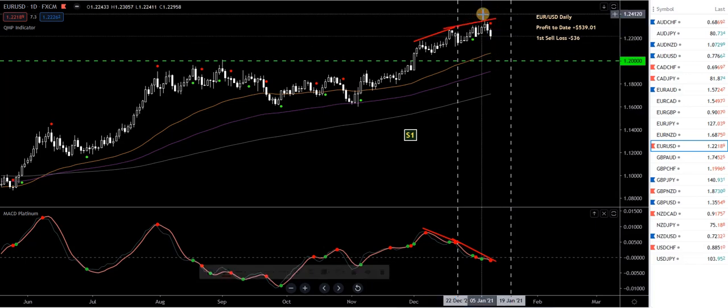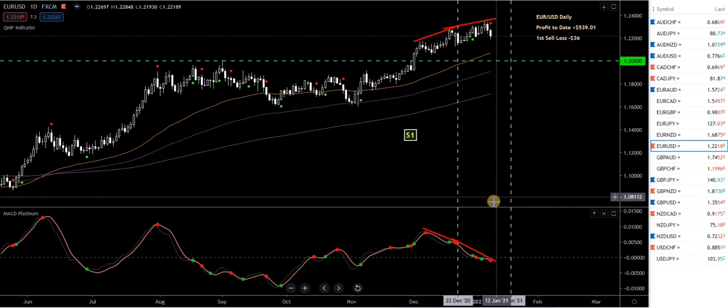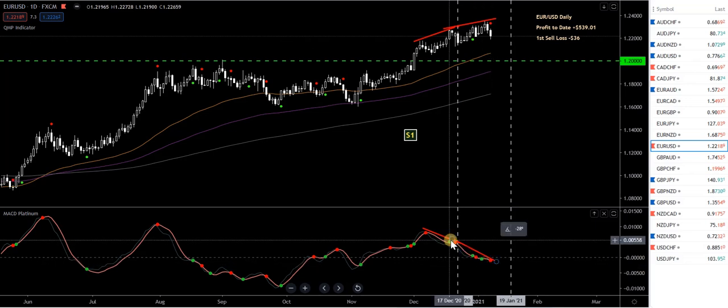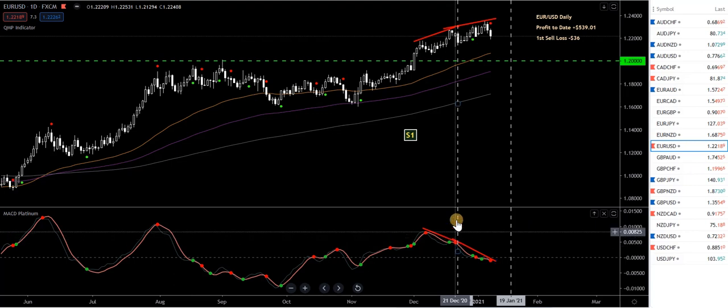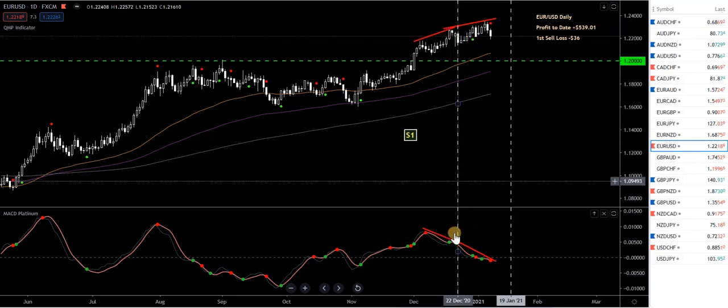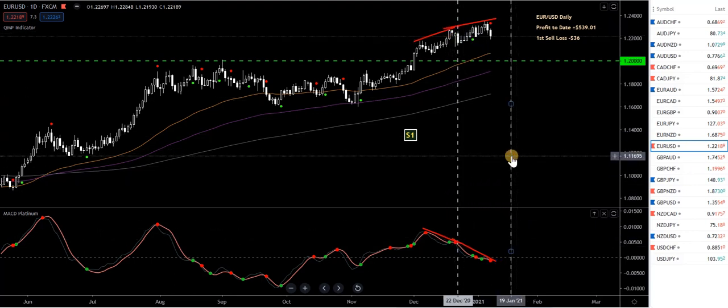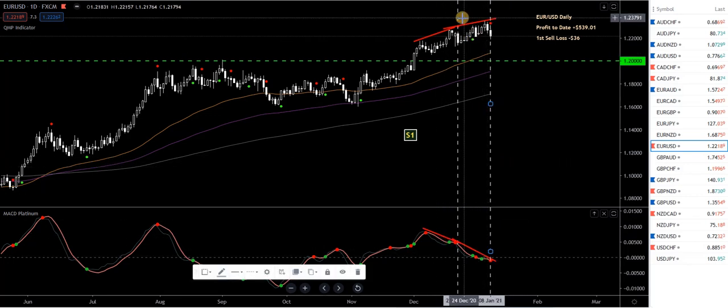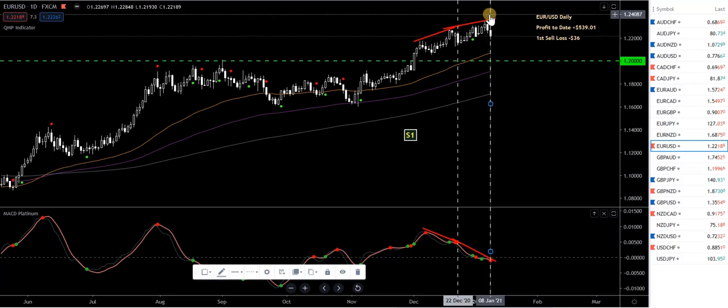I will take a sell here on Monday, even though the MACD platinum's through the zero level, because it's one of the rules with divergence. As long as one side's on the correct side, which is the first start of the divergence, I'll take the sell. It just takes one of my filters away, that's all it does. I'll have a stop above the highs here somewhere.